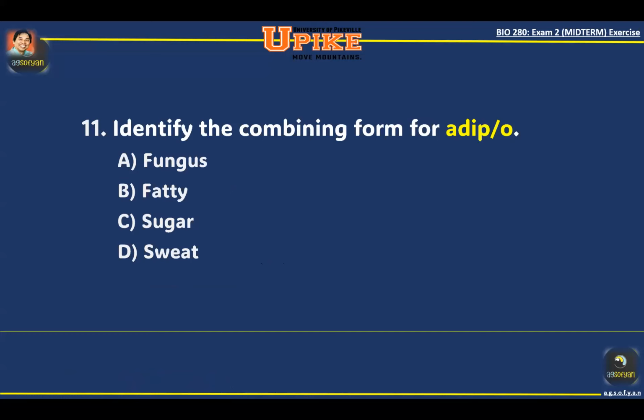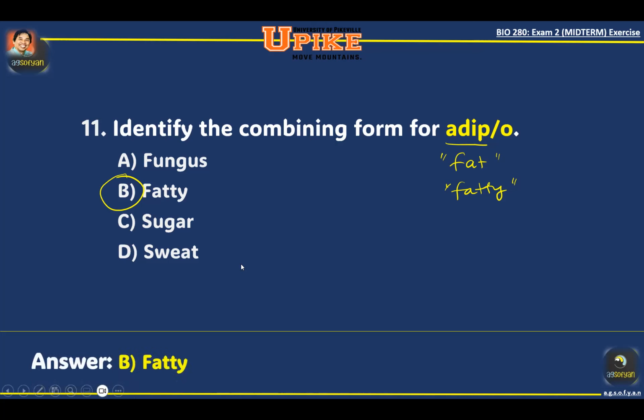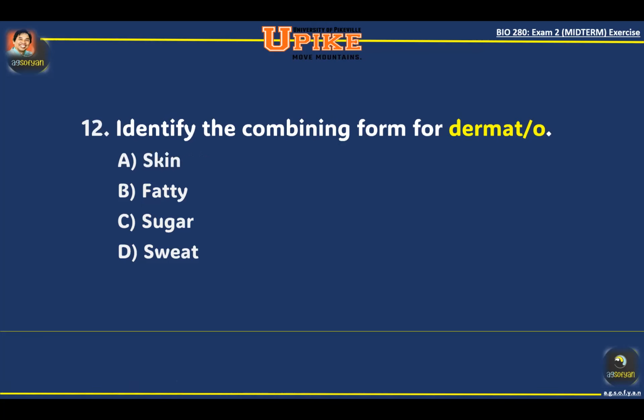Identify the combining form of adipo. Adipo means fat, so this is fat or fatty. Adipose tissue means fat tissue. Identify the combining form of dermato. Derma means skin, so derm means skin. So this is going to be related to skin. So the answer will be skin.